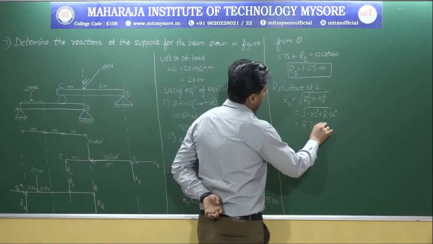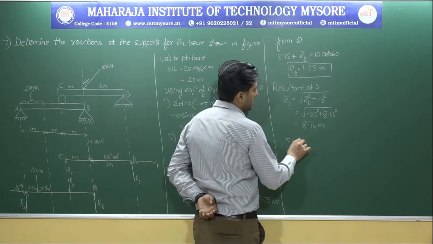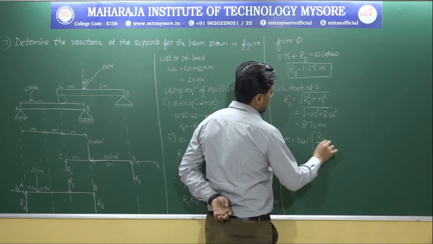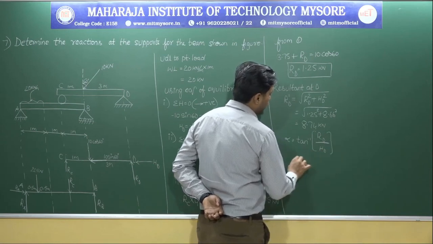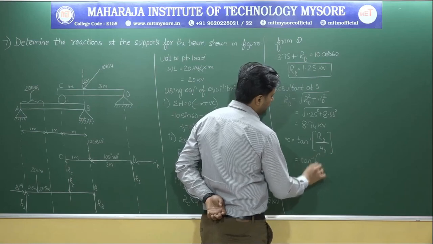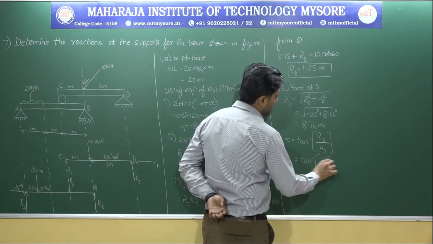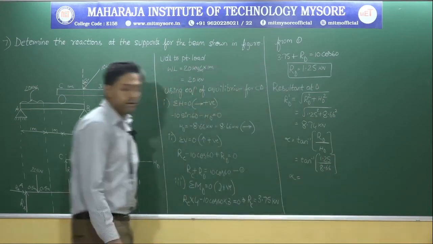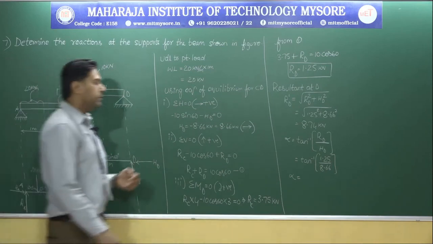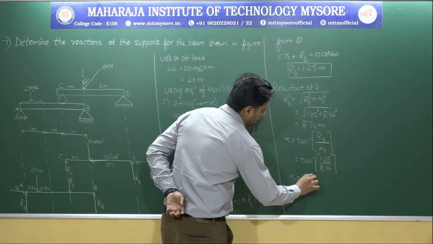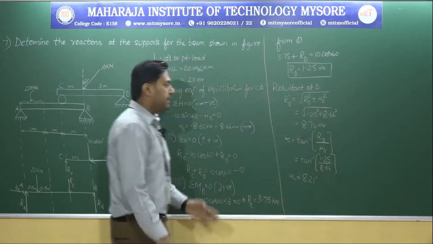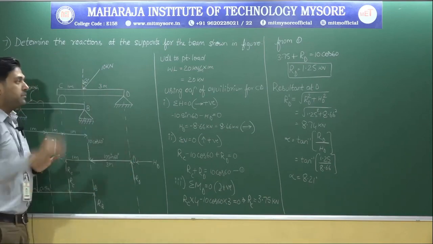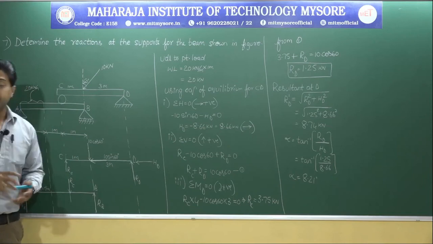Now let me calculate the direction. It is given by tan inverse of vertical force, so it is RD divided by HD. The value of RD is 1.25. The value of HD is 8.66. Yes or no? So the final value of alpha is 8.21 degree. Any doubts in this? So we have completed with the CD beam. Now still we need to go with the AB beam.